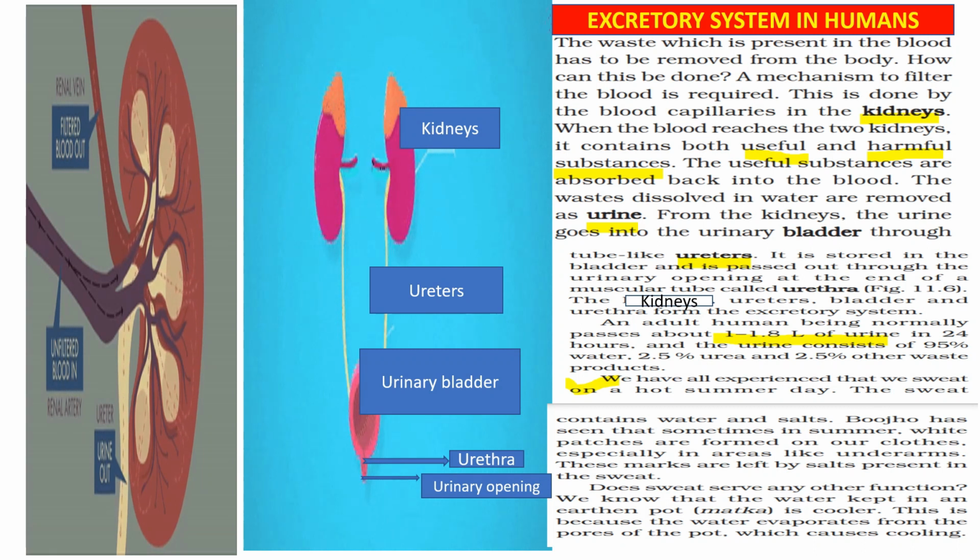Let's learn. We know that the water kept in an earthen pot, that's matka, is cooler. Hope you all have experienced drinking water from a matka. This is because the water evaporates from the pores of the pot, which causes cooling. So that's all about the excretory system in humans. Hope it's very clear to you. Part 2. Please wait for part 3 to be uploaded.